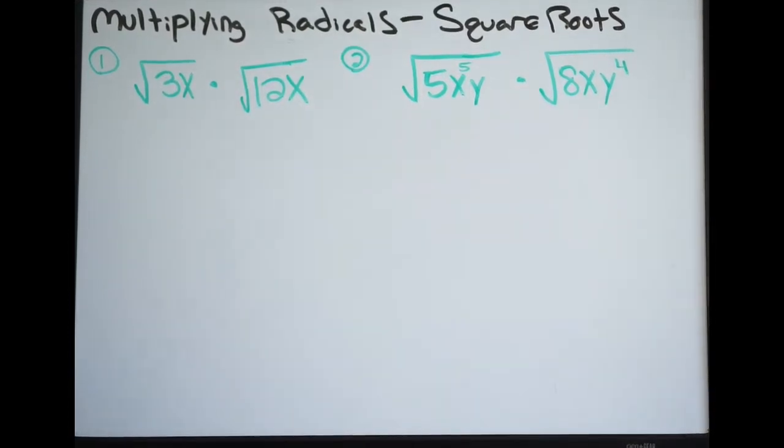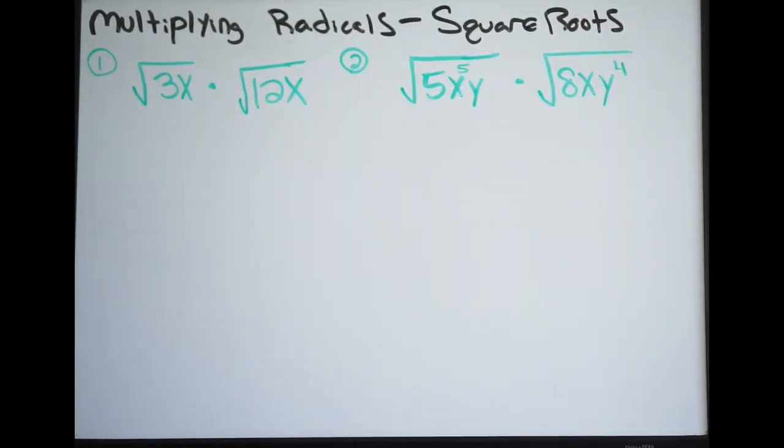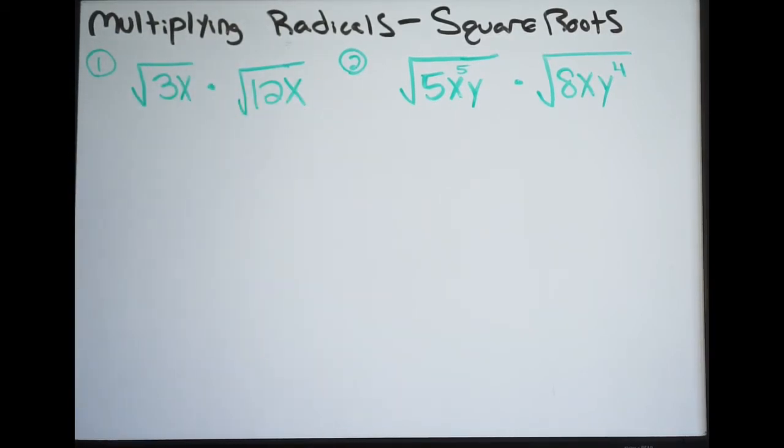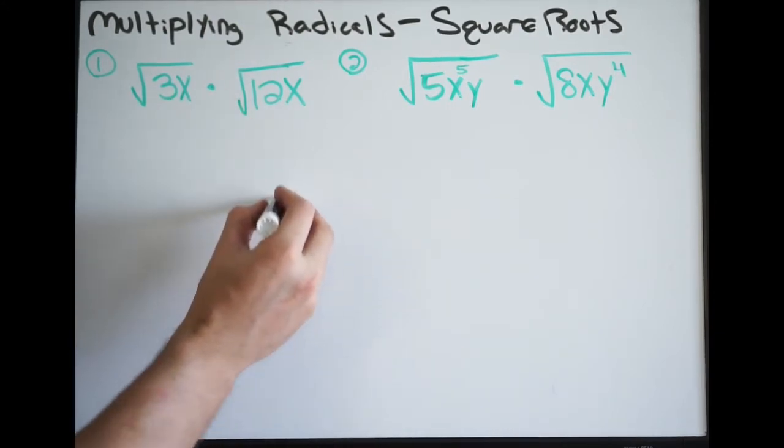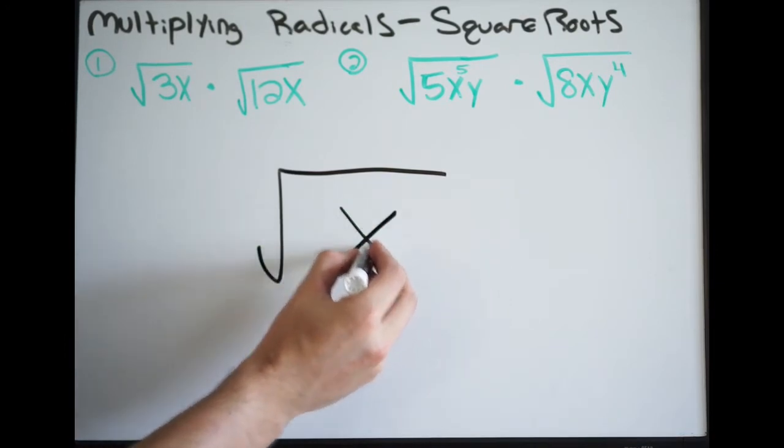Okay, so in this video we're going to be talking about multiplying radicals. In this case we're dealing with square roots. Before we do our examples here, let's first label the parts of a radical. We'll just do a quick template here. We'll say this is x.